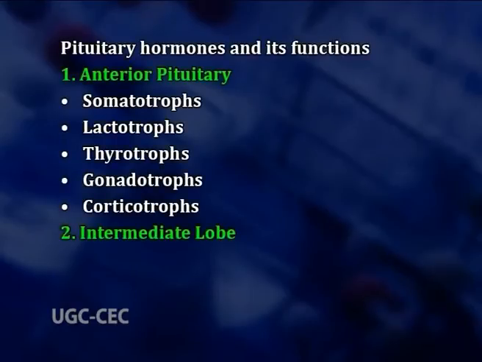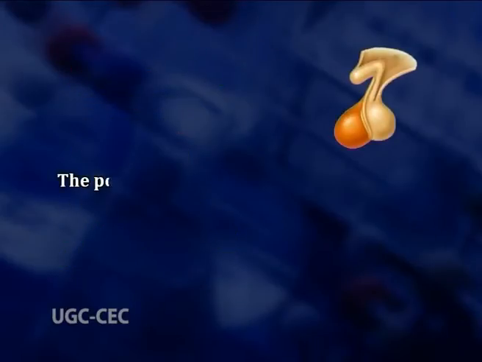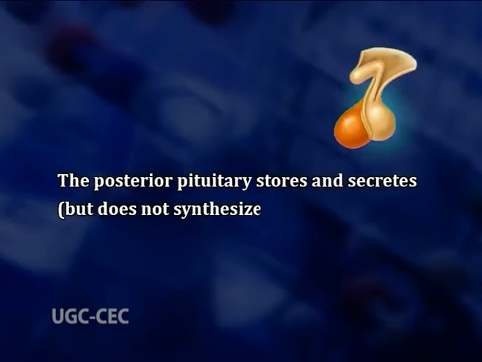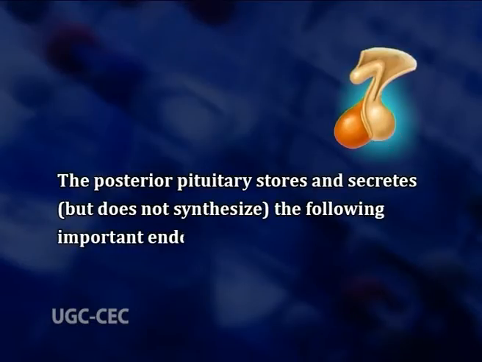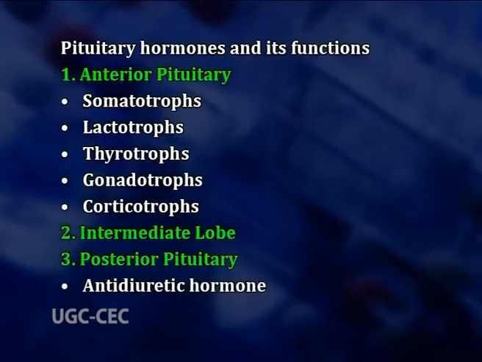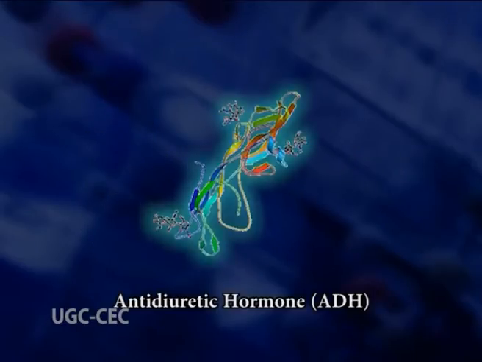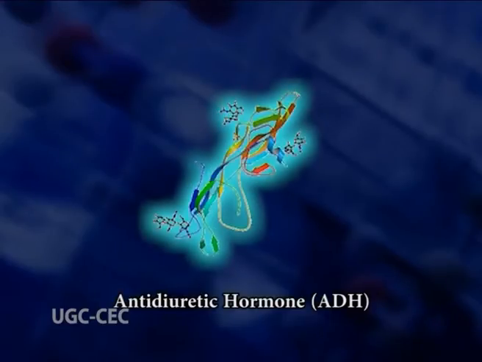Lastly, we will see hormones of posterior pituitary. The posterior pituitary stores and secretes but does not synthesize the following important endocrine hormones. First hormone is antidiuretic hormone, that is ADH, also known as vasopressin and arginine vasopressin, that is AVP, the majority of which is released from the supraoptic nucleus in the hypothalamus.